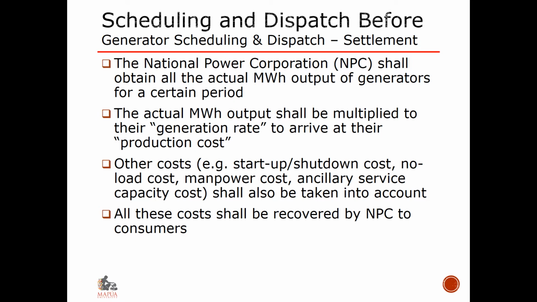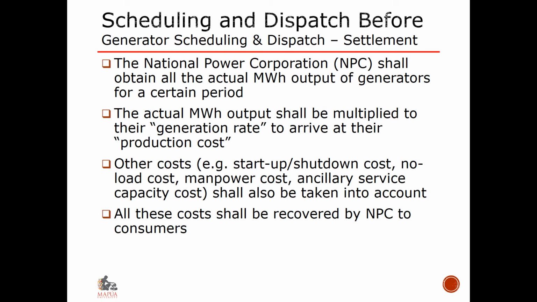Other costs such as startup or shutdown cost, no load cost, manpower cost, and ancillary service capacity cost shall also be taken into account. And all these costs shall be recovered by NPC from the consumers through their distribution utilities, which also act as their suppliers. Now you pass it on to the distribution utilities, or the electric cooperatives, the DUs or ECs as we call them.